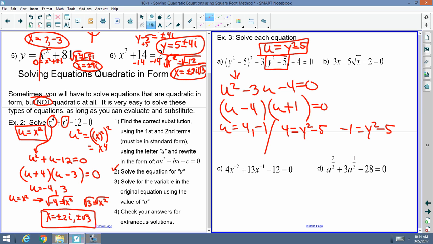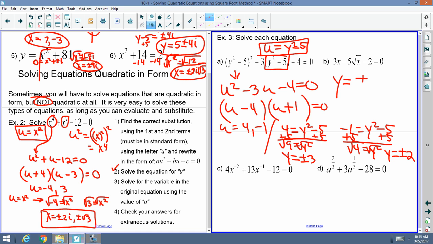When I add 5 to both sides here, I get 9 equals y squared, square root of that, y equals plus or minus 3. When I add the 5 over here, I get 4 equals y squared, square root both sides, so y equals plus or minus 2. So my answer to A is y equals plus or minus 3 and plus or minus 2. Does that make sense, guys?